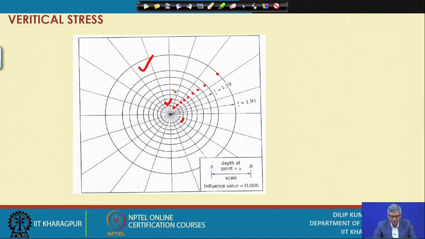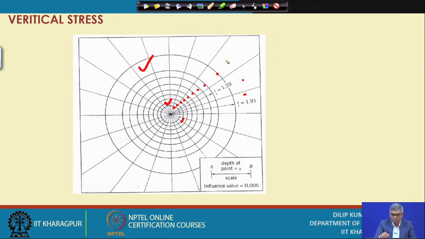So, this way you have drawn so many circles. Now, once again, we divide the circles into a number of parts by drawing radial lines like this. So, you can see we have divided them into 20 parts.